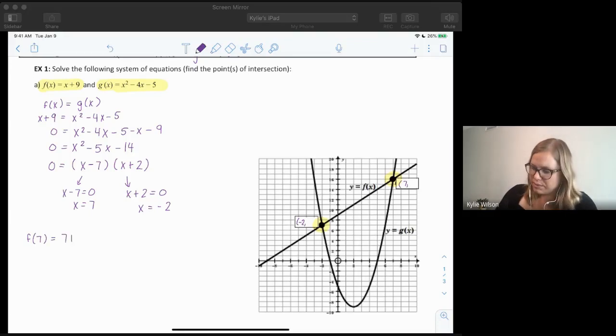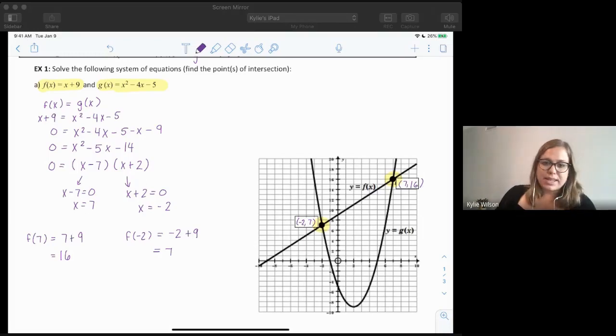So we have 7 plus 9, which is going to give me 16. So this one here will be 7, 16 as my coordinate. And then we have to do the same thing for negative 2. So that will give me that 7 is my other coordinate here. So very similar to how you would do it with two lines. The only difference is we have a quadratic running through here.